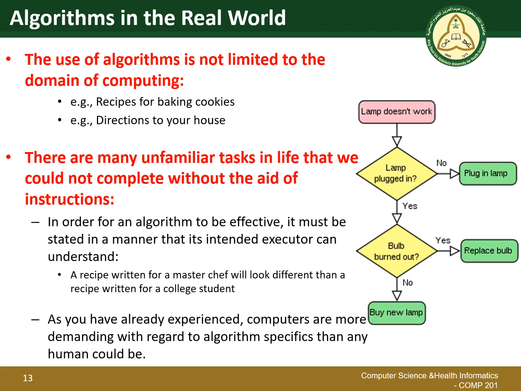عشان يتحقق هذا الشيء لازم تكون الأوامر تبعت الألغوريثم قابلة للتطبيق. يعني الشخص اللي حينفذ يفهم ويقدر على تنفيذ هذه الأوامر. So an algorithm should be understandable by the executor. So the person who will perform the task can understand it. For example, a recipe written for a master chef will look different than a recipe written for a college student.